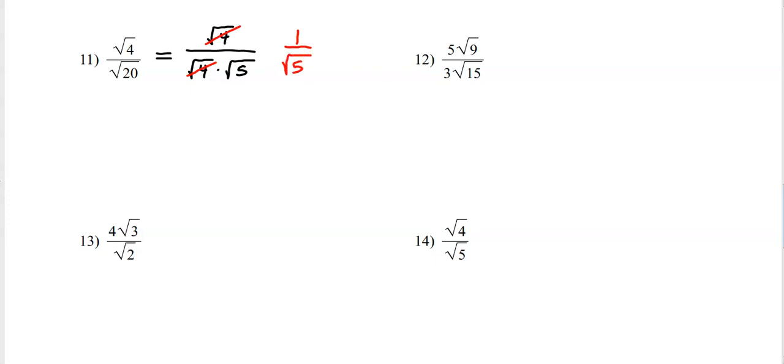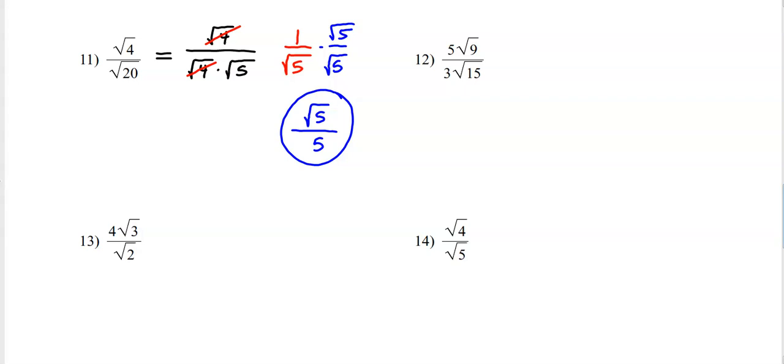Now a lot of teachers would say, hey, that's cool, 1 over radical 5, you're good to go. But since I asked you to rationalize the denominator, we need to multiply it by radical 5 over radical 5. So when I multiply the top, I just get the square root of 5. And on the bottom, square root of 5 times square root of 5 is just 5. So you could do it that way.